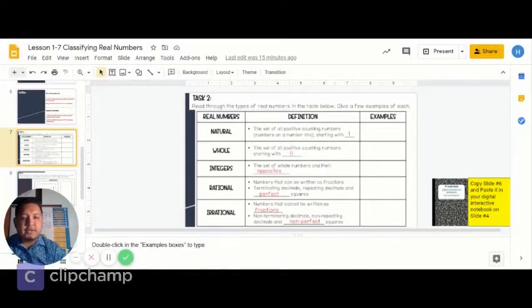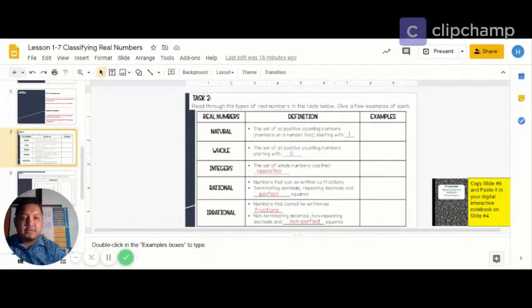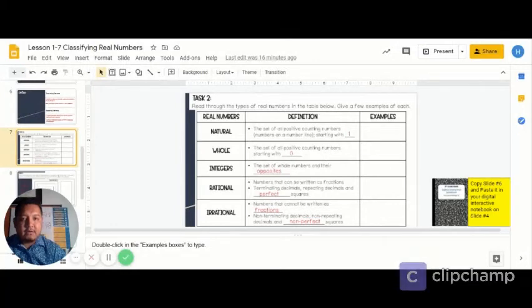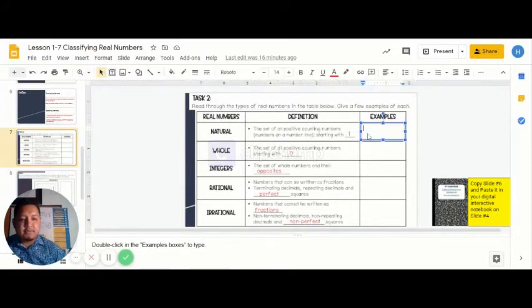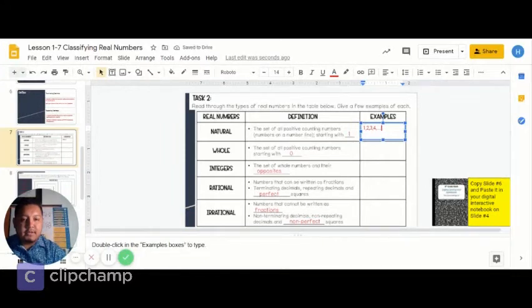So let's go ahead and start off with natural numbers. Remember, natural numbers are the set of all positive counting numbers, numbers on a number line starting with 1. Think about natural numbers as what you learn when you are a baby trying to count, okay? When somebody is trying to teach you how to count, you start at the number 1. So this is where natural numbers come in. So right here we have 1, 2, 3, 4, and so on. Those are called natural numbers.